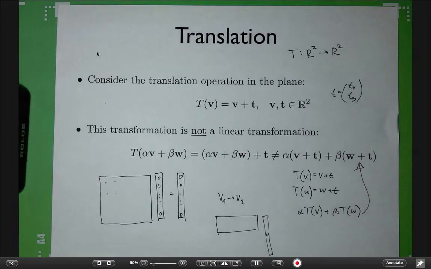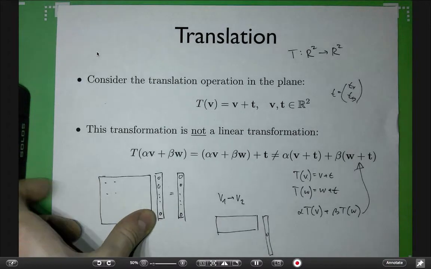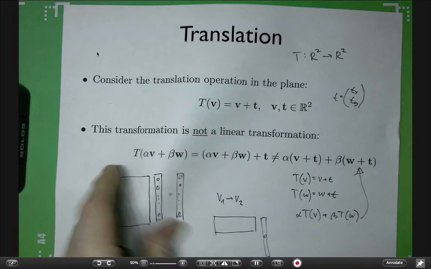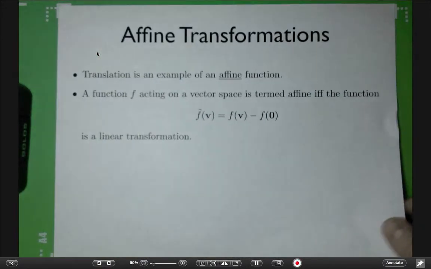So do you know what is the way around this? Because we need translations, right? We wouldn't get very far in graphics or robotics if we could only do rotations. I mean, in some places rotations are all you care about, where the global shift has been already taken care of. Have you heard somewhere how to deal with translation? There's a very cool trick. Mathematically, it's called affine spaces and affine transformations.